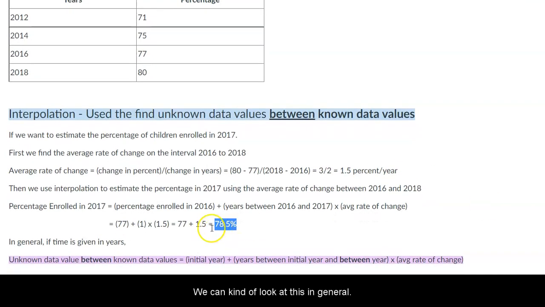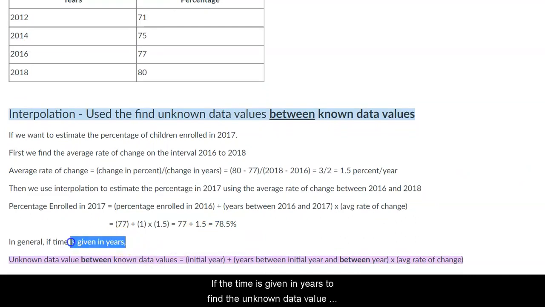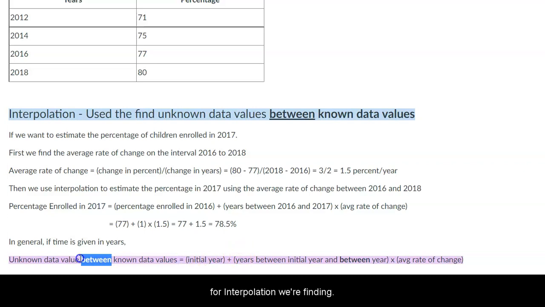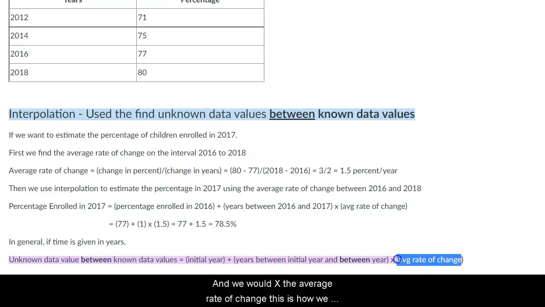We can look at this in general if the time is given in years to find the unknown data value between known data values. This is like a formula for interpolation. For interpolation, we're finding an unknown data value that's between known data values. So we would start with the initial year of the data values that we know, add the years that are between the initial year and that between unknown year, then multiply by the average rate of change. This is how we would interpolate to find the unknown data value between the known data values.